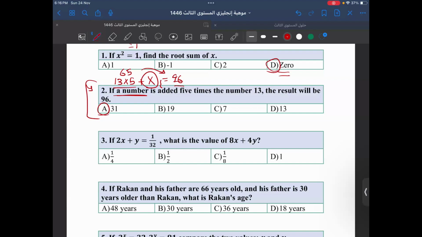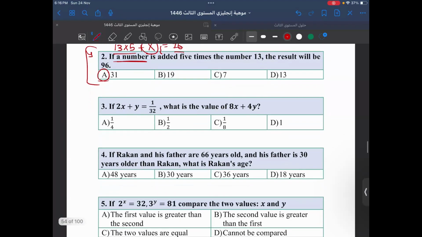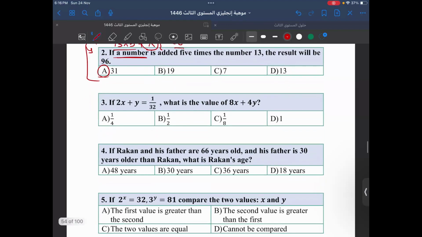Okay. Yeah, question 3. Yalla, Amira, do you want to try and solve the question? Number 3. If 2x plus y equals 1 over 32, what's the value of 8x plus 4y? So yeah, they're saying that 2x plus y equals 1 over 32.